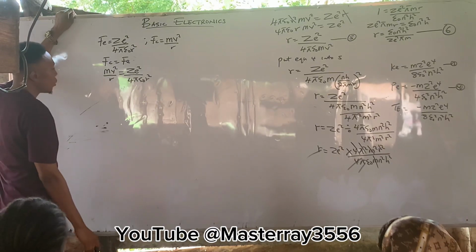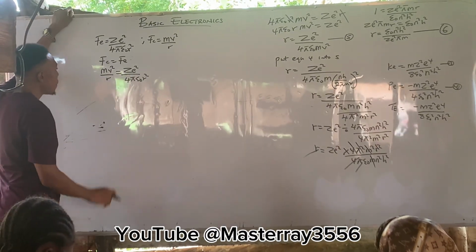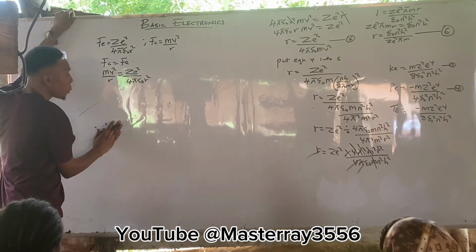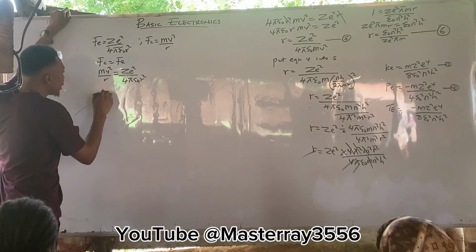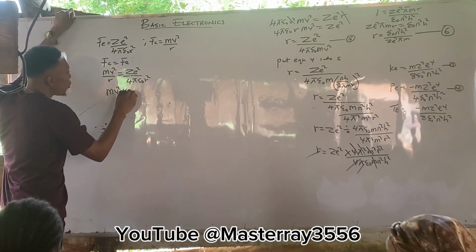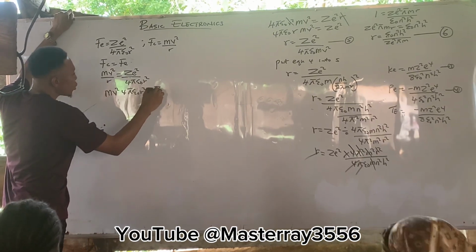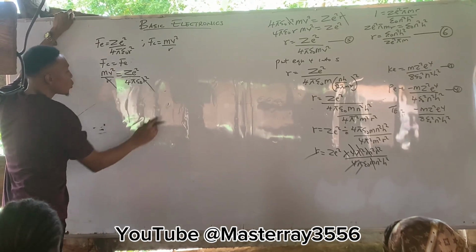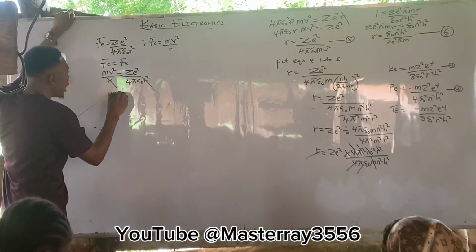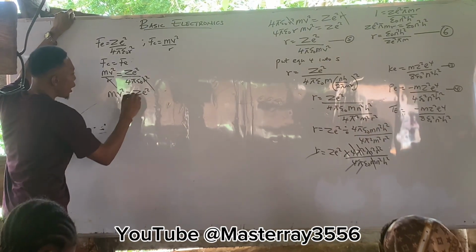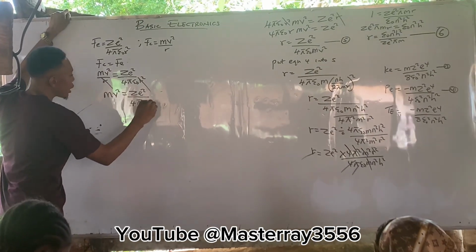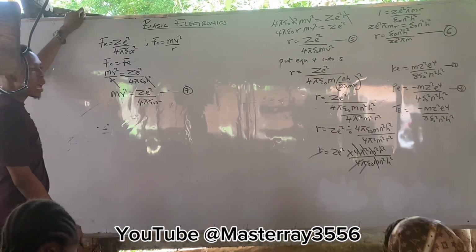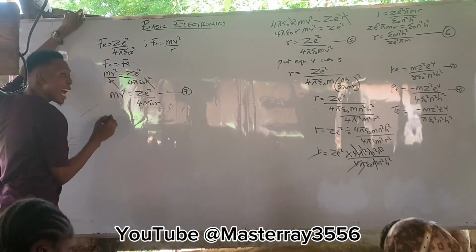So from here, we want to make mv squared the subject of the formula. What do you do? Cross multiply. So mv squared times 4 pi epsilon naught r squared equals Z squared, right? Or better still, this can cancel out this, right? You'll be left with what? mv squared equals Z squared over 4 pi epsilon naught r. So you can call this equation 7.